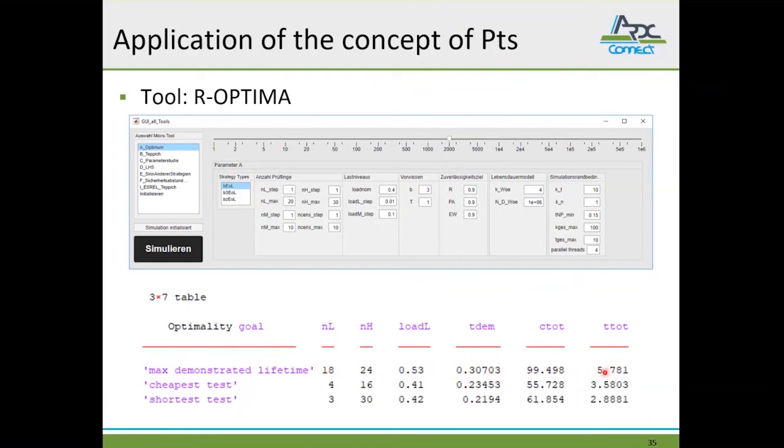testing time. Then this tool also gives us the cheapest test, which will be much cheaper, but also fulfills our requirement, which was 0.15 as demonstrated lifetime. And then we also have the shortest test, which is also relevant for product development.